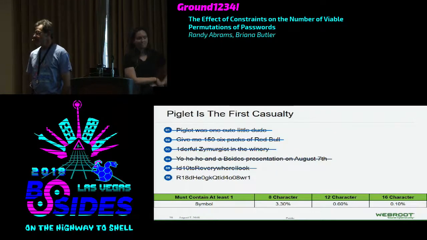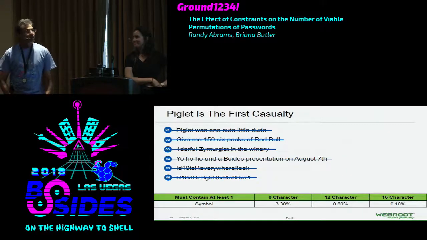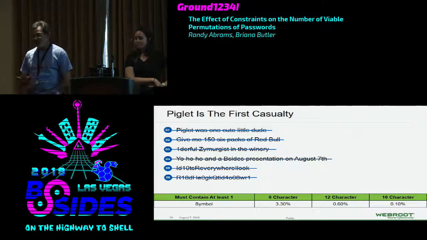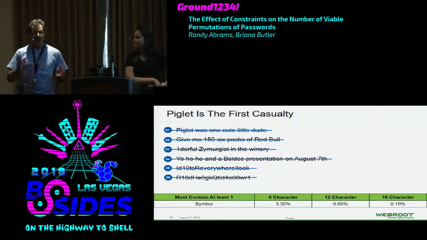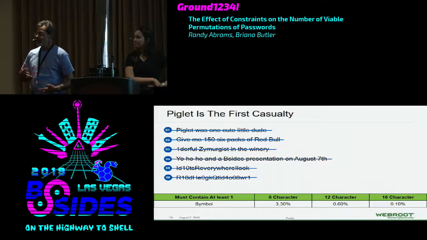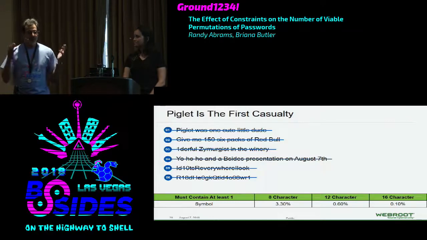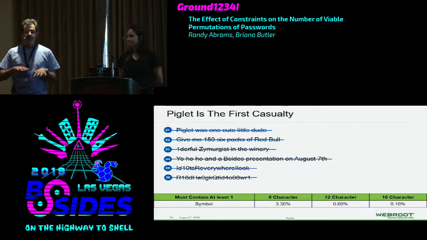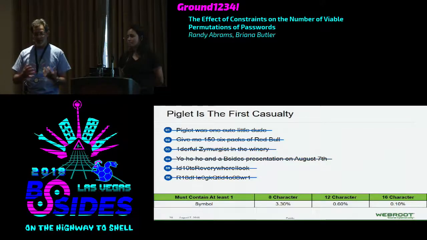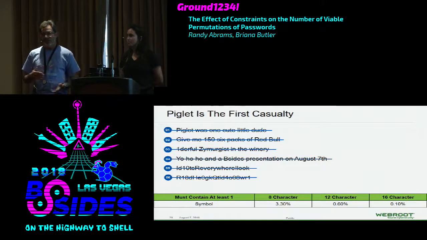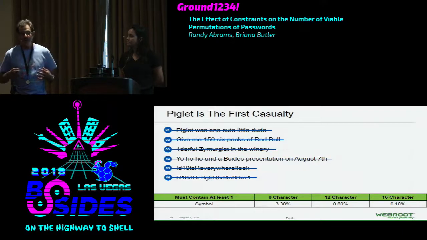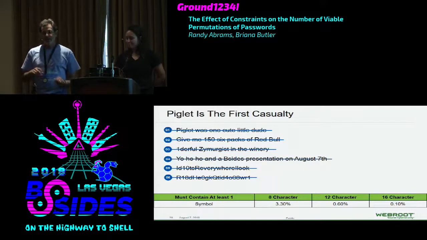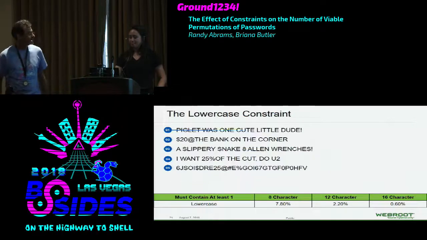Piglet is the first casualty. "Piglet is one cute little dude" is my favorite example for teaching people how to create passphrases. "Piglet was one cute little dude" is very memorable. Because it has more than 4 words, the power of exponentiation means that a passphrase token attack is very unlikely to succeed. But because of corporate constraints, and there's not a symbol in there, Piglet is not kosher.